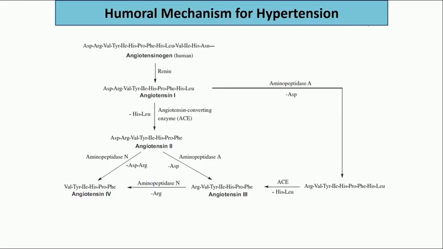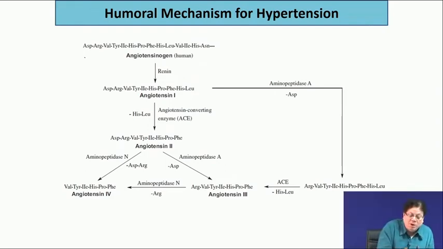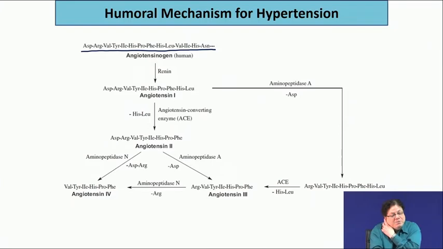Now, I have not said what the amino acid sequences of angiotensinogen or angiotensin 1 are. A partial sequence of angiotensinogen is shown here. Okay, you do not have to remember this. So, this is a big protein.